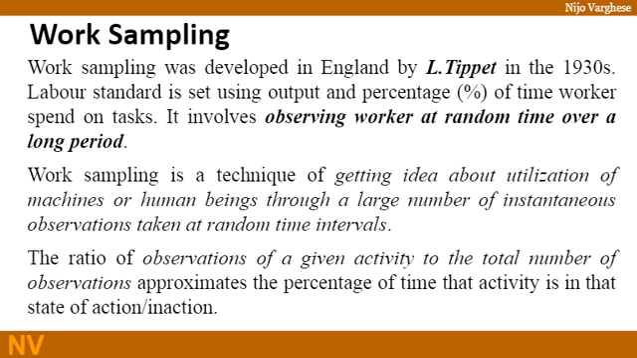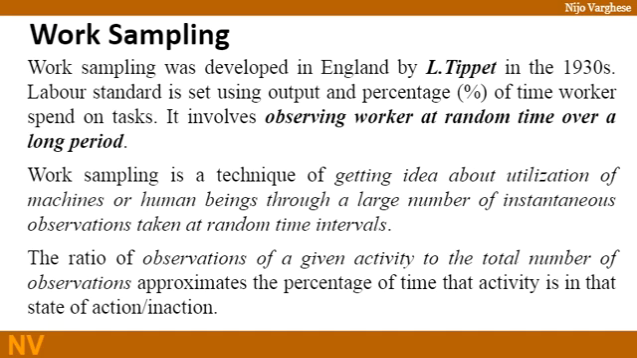For example, for a particular kind of job, the observer is observing the worker. Say we have observed 100 times, which is the total number of observations. Out of those, the worker is in action 40 times. 40 times he is doing the work, and 60 times when the observer observed, he is not doing the work. In that case, we can say that 40% the worker is active and 60% the worker is inactive.